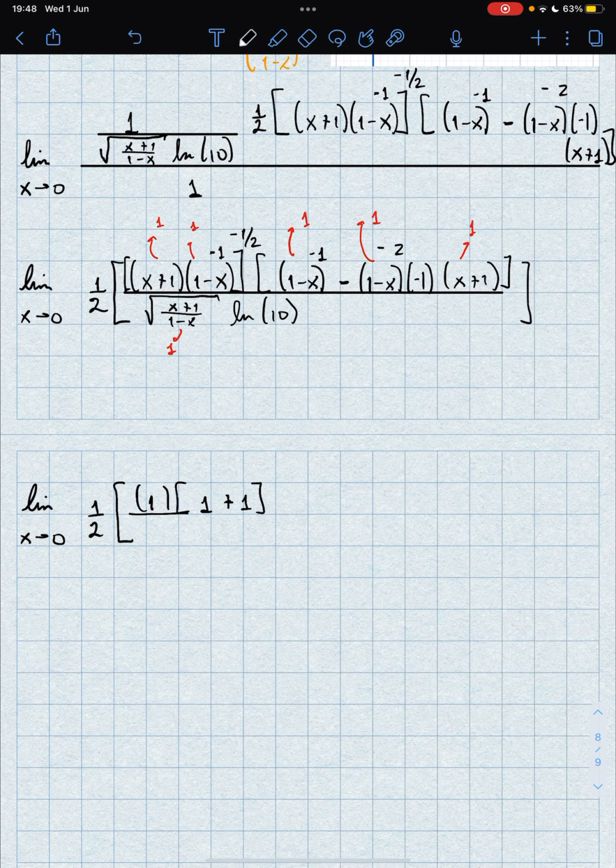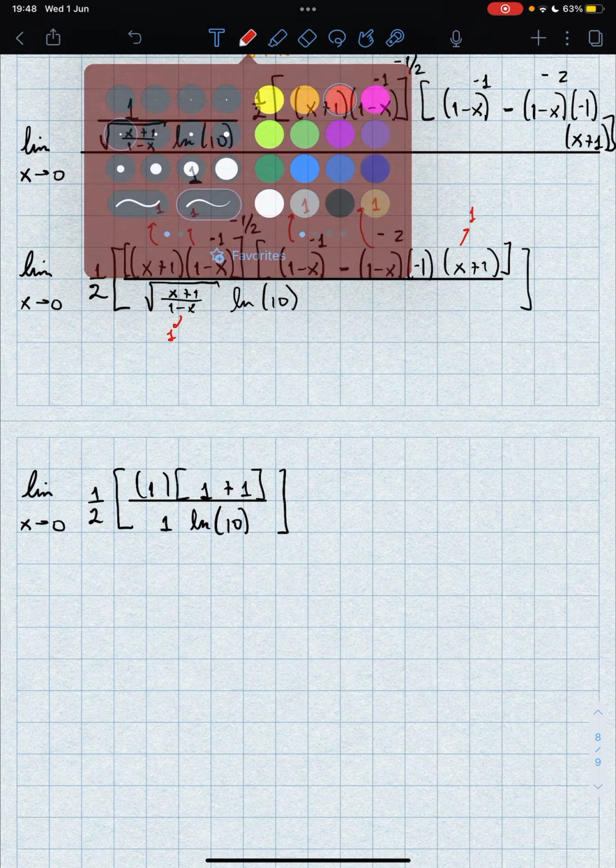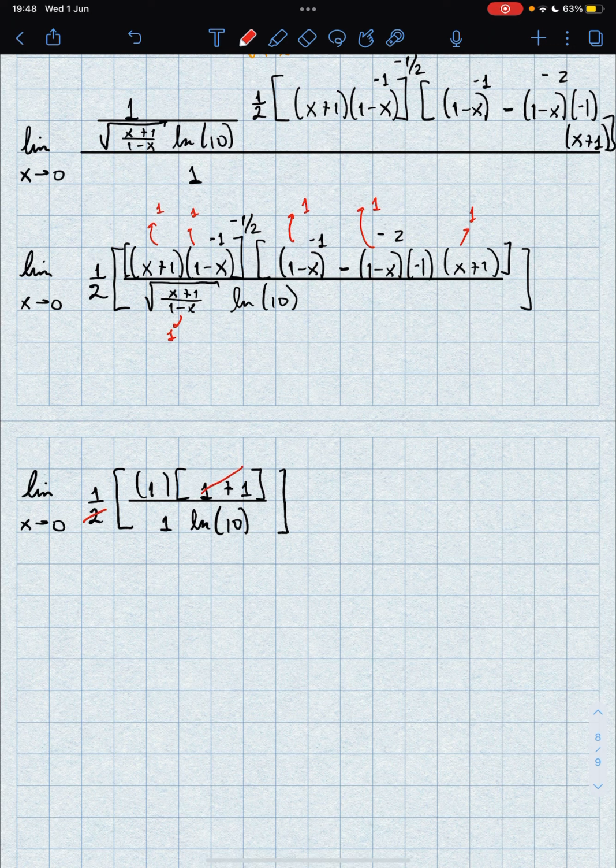And here I have 1 multiplied by natural logarithm of 10. So this cancels with this, right? 2, because this is 2, right? So the final answer is going to be 1 divided by natural logarithm of 10. And that's the answer, guys.